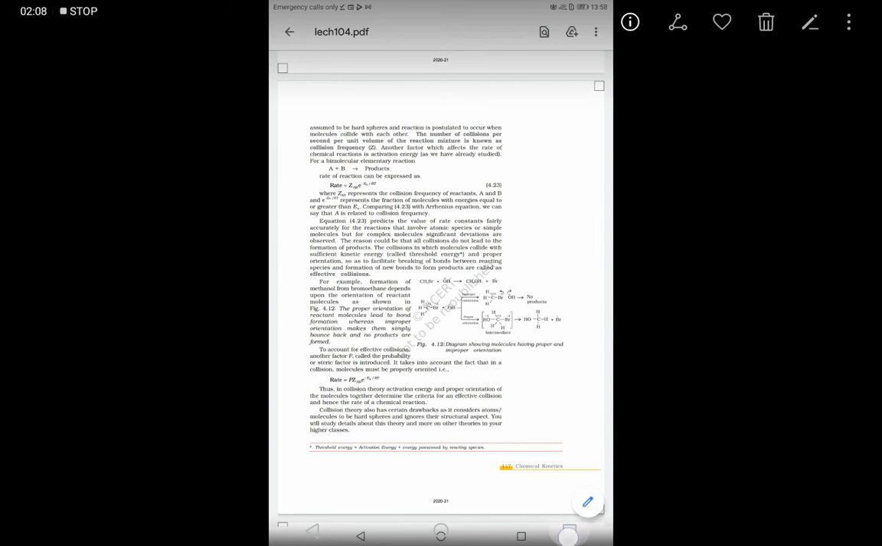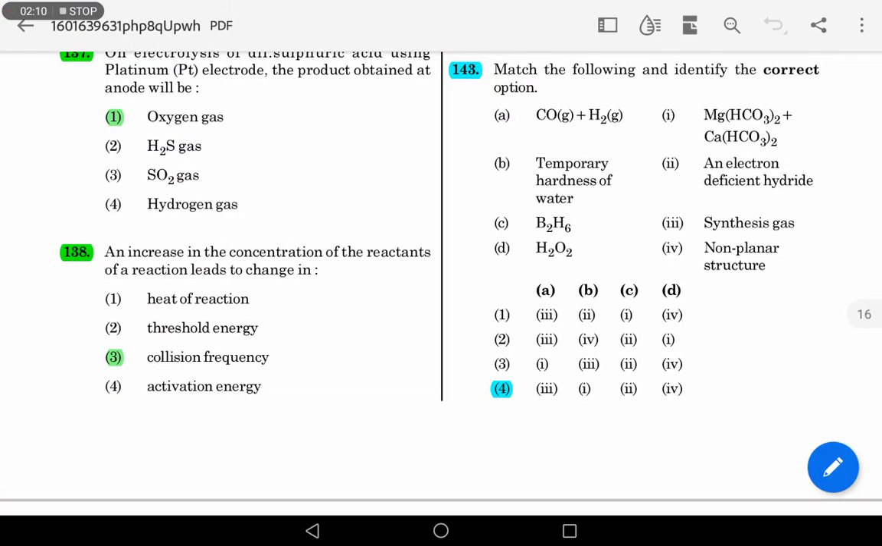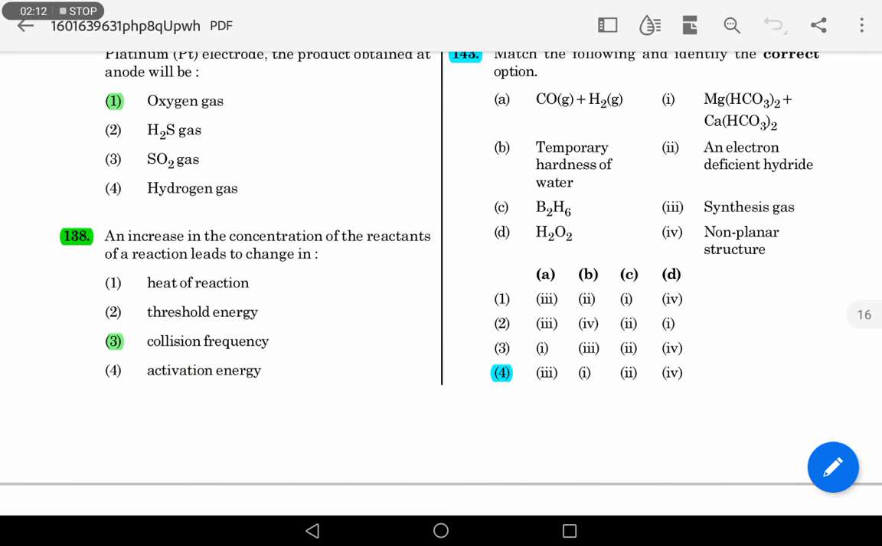So it's not going to be heat of reaction, which is enthalpy. Heat of reaction we also call enthalpy of reaction. The enthalpy is not going to change. Per mole the enthalpy is going to remain constant. So enthalpy or heat of reaction is not going to change.